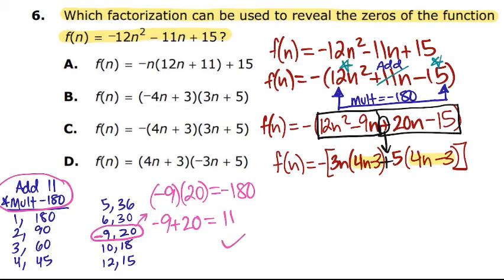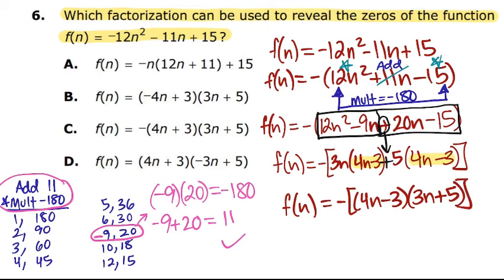So you get f of n is equal to that negative that we keep bringing along. And then the first one we would put is your 4n minus 3, because that's what you're factoring out. And if you divide everything by that, the only things left are the 3n and the +5. And that is how you factor. Notice that is not on your list of answers. They actually made this one pretty tricky.